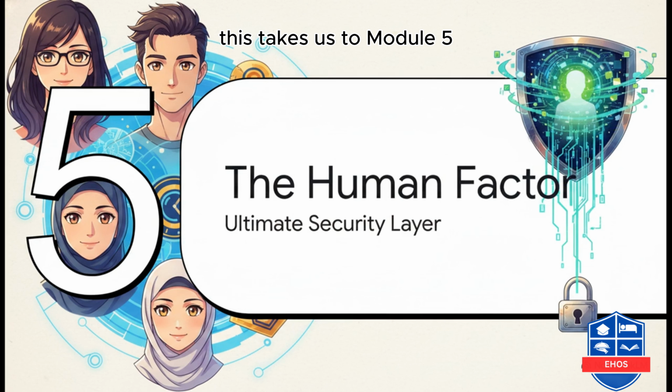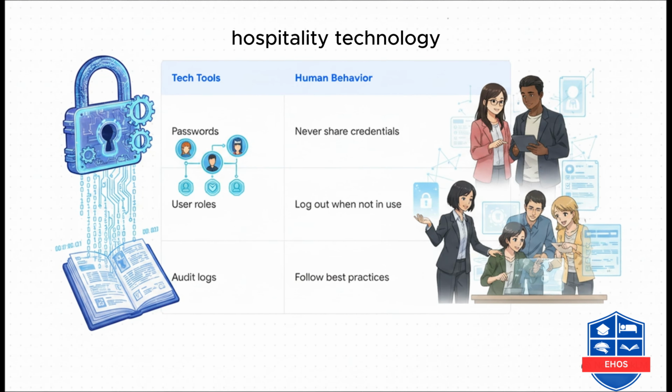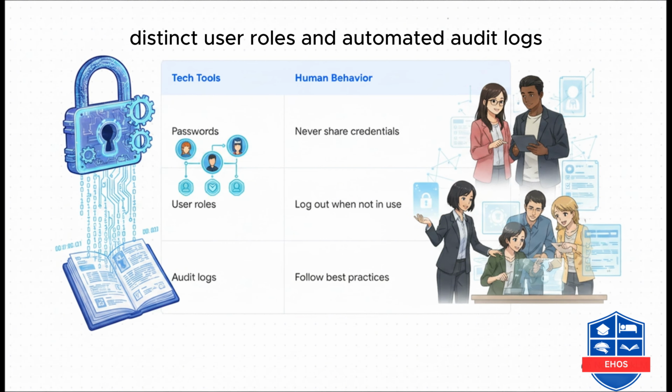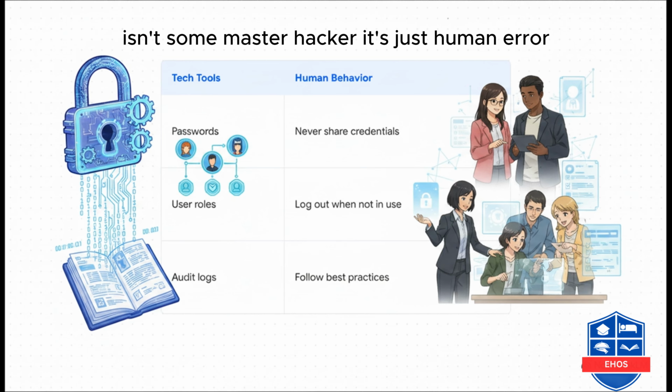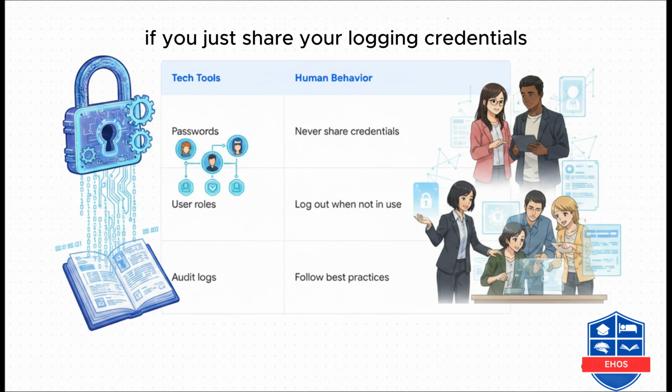This takes us to Module 5, the Human Behavior Factor: the ultimate security layer. Here, we need to look at the really delicate relationship between advanced hospitality technology and the actual human beings operating it. Sure, we have incredibly powerful technological tools, things like complex passwords, distinct user roles, and automated audit logs. But surprisingly, the biggest threat to these systems isn't some master hacker. It's just human error.